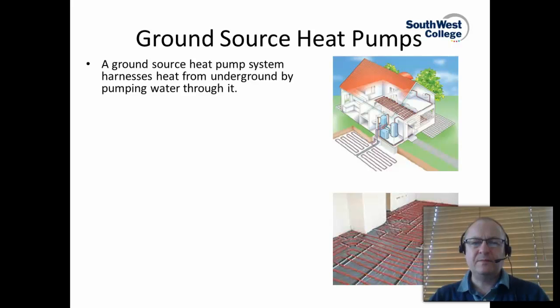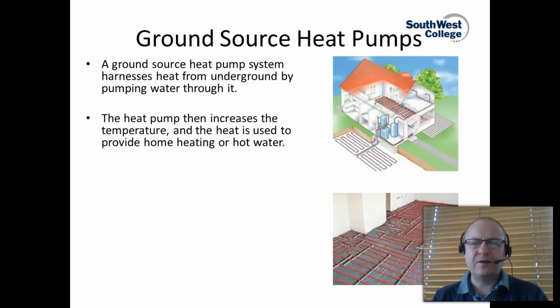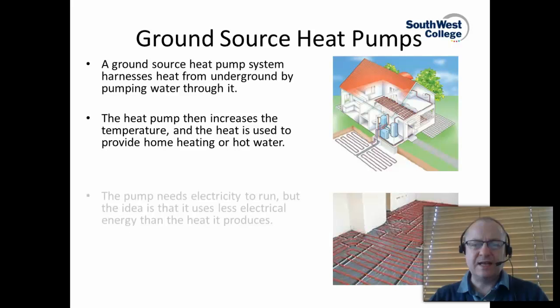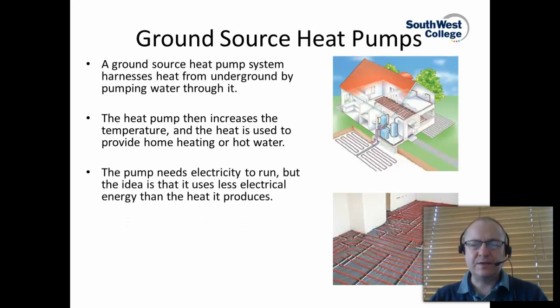So the ground source heat pump works by harnessing heat from underground by pumping water or your water glycol mix through it. The heat pump then increases the temperature that it takes from that garden, and it's that heat that is used to provide home heating or hot water. So as the fluid goes around the garden, it'll come in at a low temperature, but what the heat pump does is it amplifies that temperature to a higher, more usable temperature within the house.